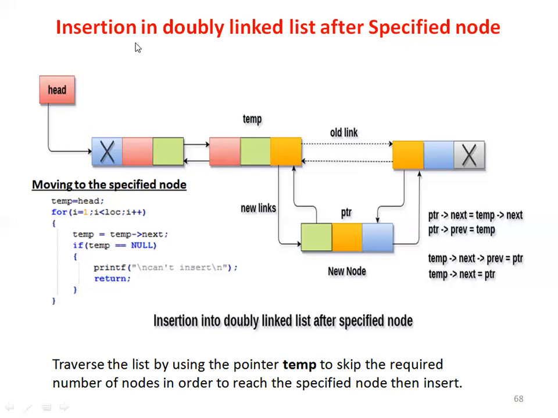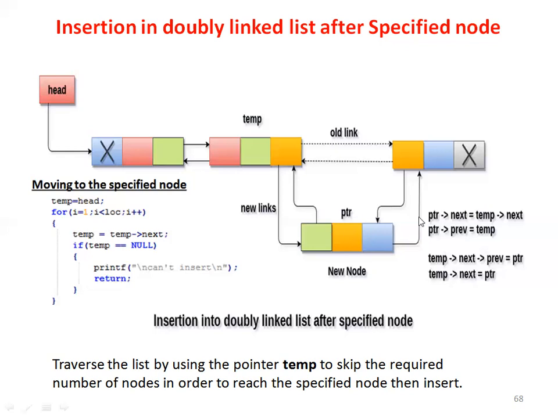So this is all about insertion in a doubly linked list after a specified node. That means we want to insert after this node, so the new node will be inserted here, after this node and before this node. If you want to insert this node here after this node, then we have to change the links also. So we have to adjust the pointers.